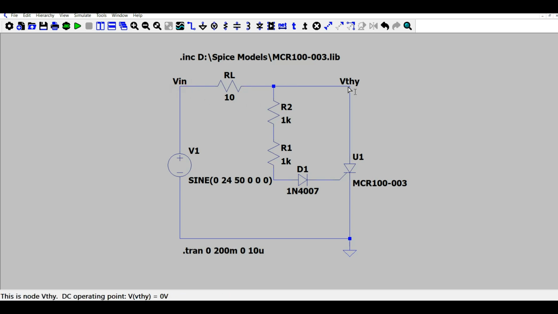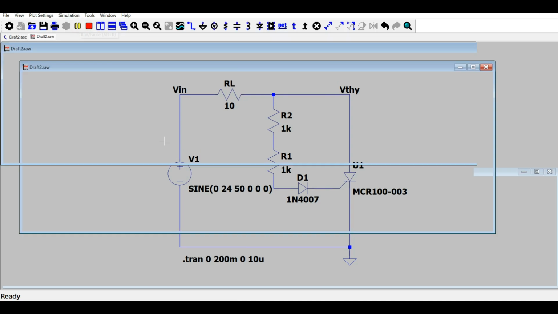So the voltage at this node with respect to this ground will be across this thyristor, anode to cathode terminal. And to find the output voltage, we will be taking a difference between the terminal voltage at the left hand side of this resistor and the right hand side. So that will be V in minus V thyristor, right? So let's start simulating the circuit.